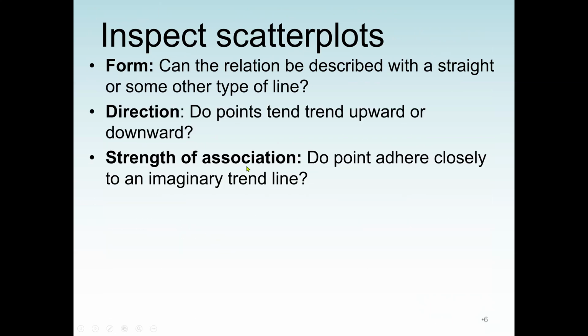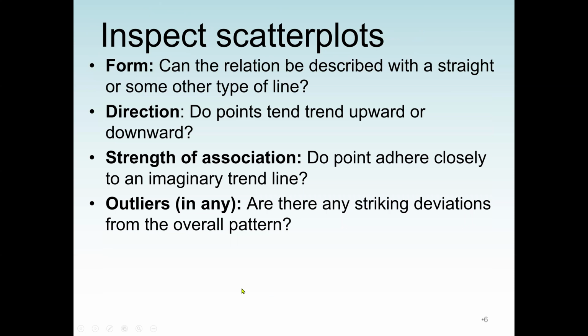Also, the strength of association. Do points adhere closely to an imaginary trend line? Again, the strength of association. We may go through all this. And also sometimes we may have an outlier, as we saw in our data set. We have one outlier. So here we ask, are there any striking deviations from the overall pattern? You can see that most of the data is an increasing pattern, but one data point was just off the increasing line.